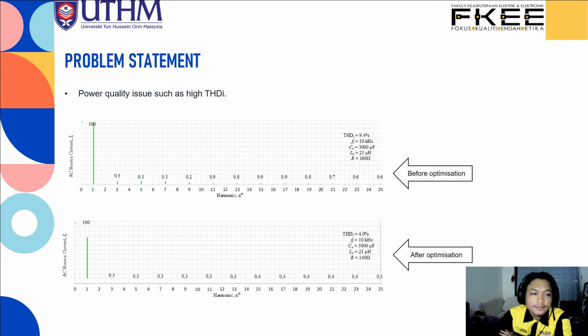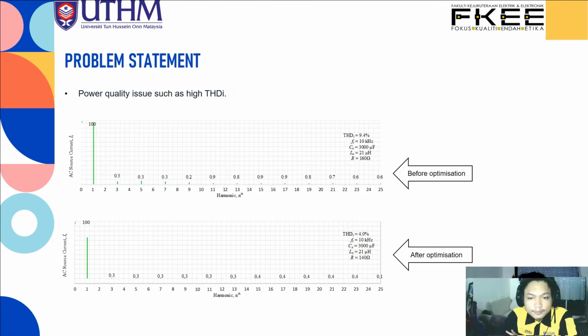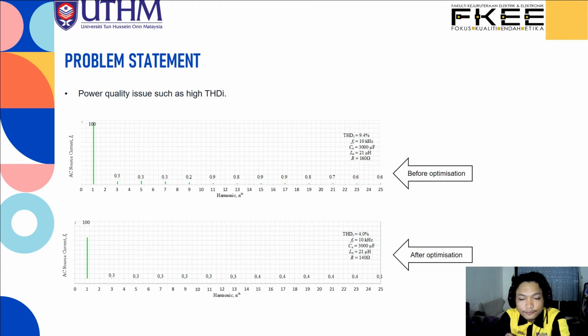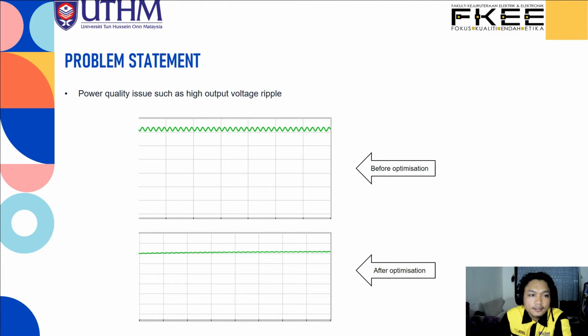Okay, the problem statement is the power quality issue such as high THDI. As you can see at the top of the picture, before optimization the THDI is 9.4%, and after optimization the THDI is 4.0%. According to the IEC standard, the THDI limit is below 5%. Next, the power quality issue such as high output voltage ripple. As you can see, before the optimization the ripple is high, and after optimization the ripple is low.